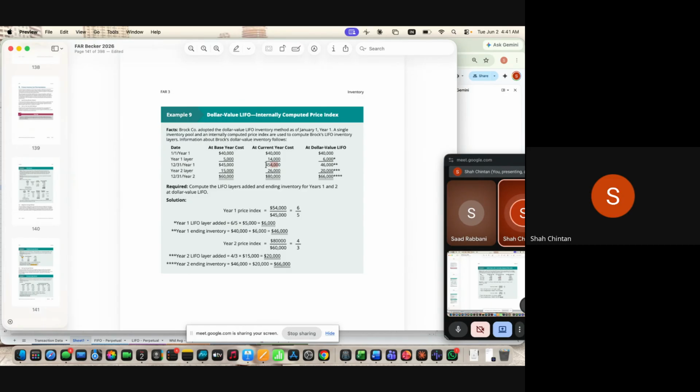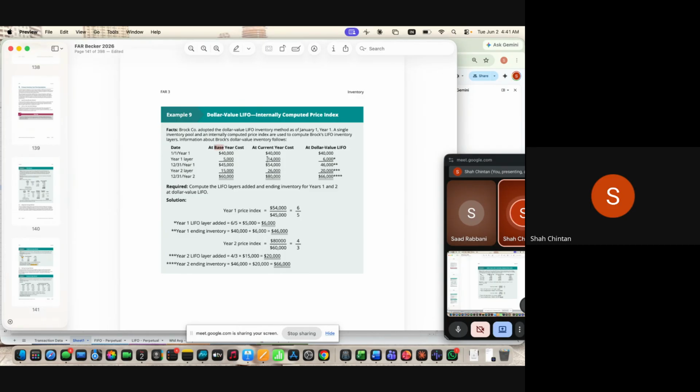मैं आपको लॉजिक बता रहा हूँ. राइट नाउ दिस इज द इन्वेंट्री ऑन योर हैंड. अगर आप उसको बेस ईयर के कॉस्ट से ही मल्टीप्लाई करते हैं, so you purchased another 5,000 units of the pen. If you would be following the cost principles, not the LIFO principles, then your cost would have been somewhere around $5,000 at a base year price.